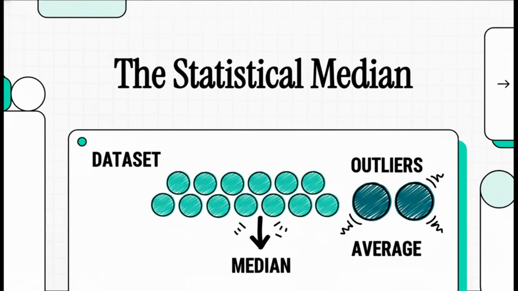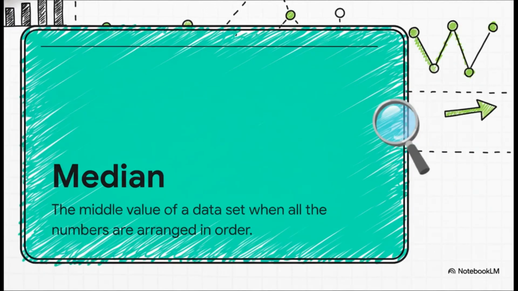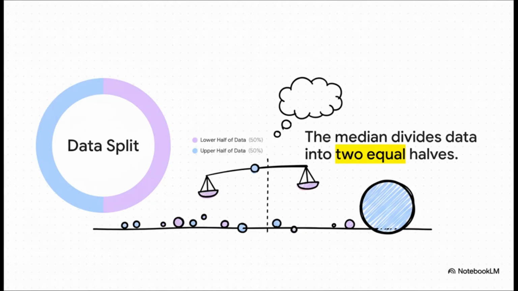Today we're tackling a word you hear all the time, median. I mean, you hear median income or median house price, right? But what does that actually mean? Okay, so the median is literally just the middle number in a sorted list of data. That's it. Think of it this way. It splits everything right down the middle, 50% below, 50% above.